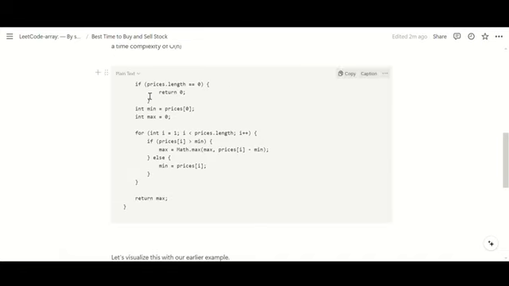How does the code work? First, we have to check if the prices array is empty. If it is, we return 0. Then we initialize min to the first price and max to 0. Then we loop through the prices starting from the second day. If the current price is higher than our minimum, we calculate the potential profit and update max if this profit is greater than our current max. If the current price is lower than min, we update min to this new lower price.